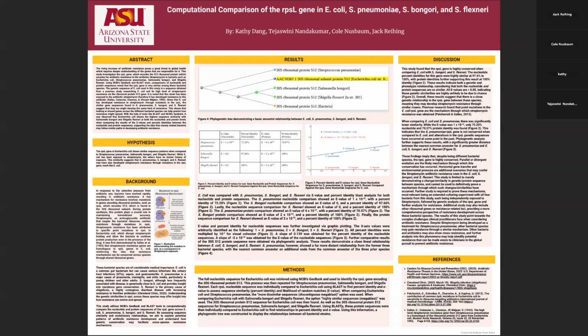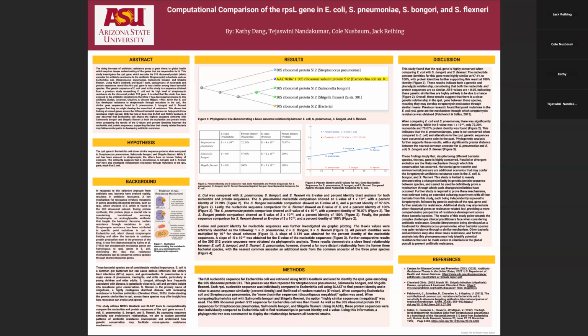When comparing E. coli and S. pneumoniae, the more dissimilar sequences, discontiguous megablast option was used. This option was used because these two species are not very closely related. When comparing E. coli with S. bongori and S. flexneri, the option highly similar sequences megablast was used. This option was used because these species are closely related and have very similar DNA.